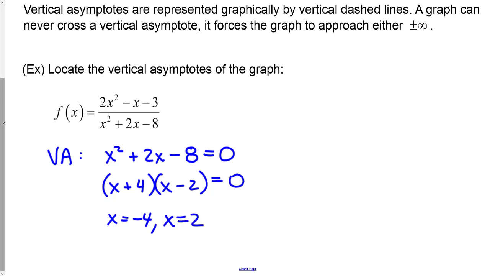And you don't need to change these into coordinate pairs because a vertical asymptote is a vertical line. If you recall from earlier algebra, the equation of a vertical line is of the form x equals some number. So these are equations of vertical lines. So this is perfect.